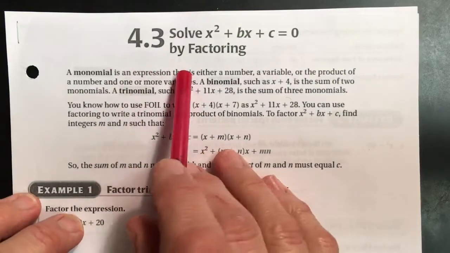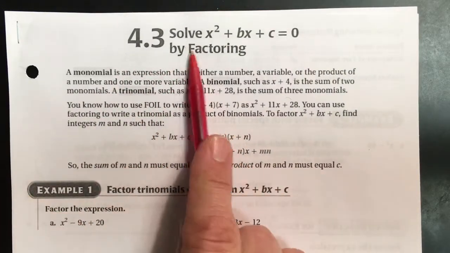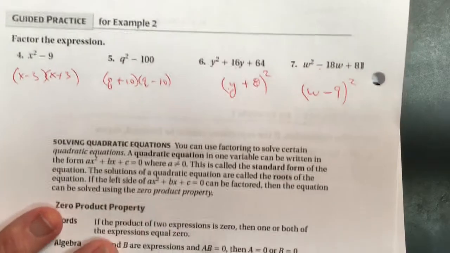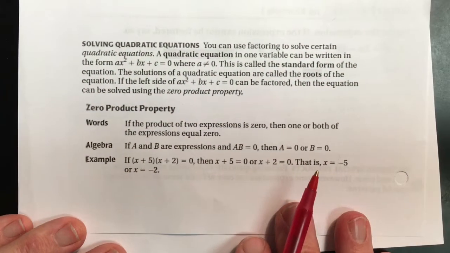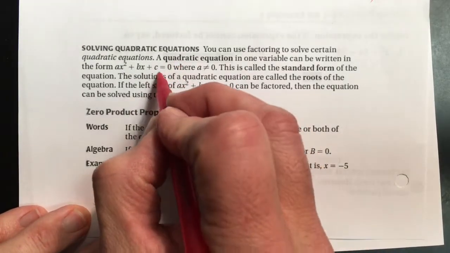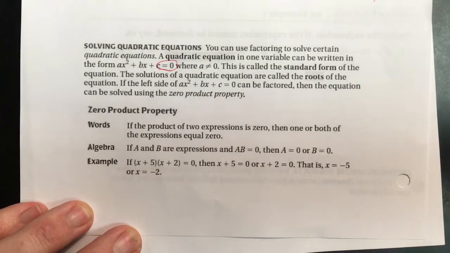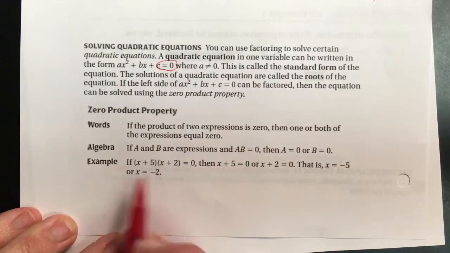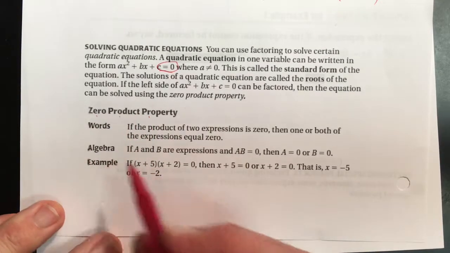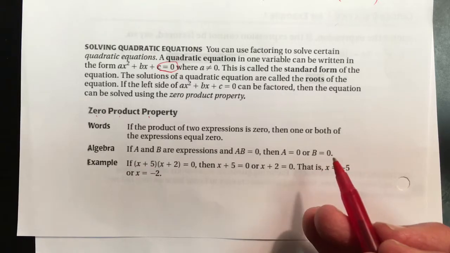Continuing with section 4.3, solving by factoring, solving quadratic equations. When we solve anything, you're always setting it equal to 0. And the reason we solve it by setting equal to 0, by using the zero product property, is that it's the only number we can use to know we get a definite answer from.